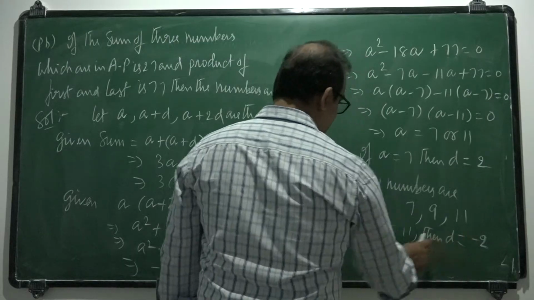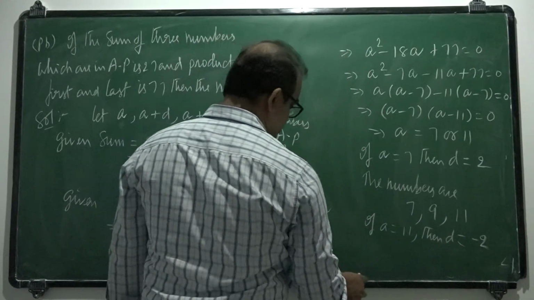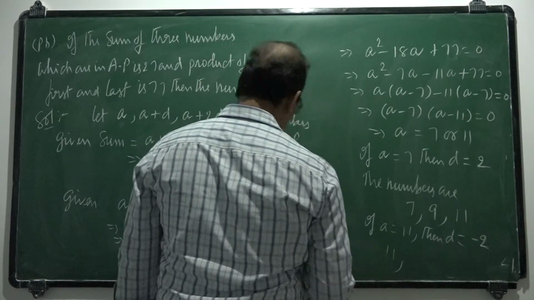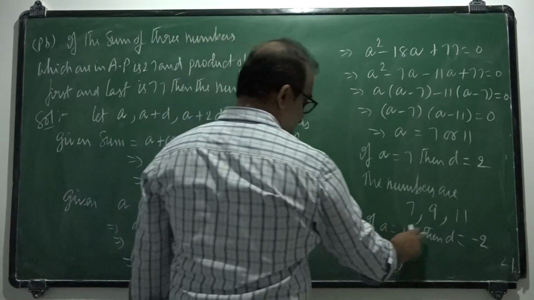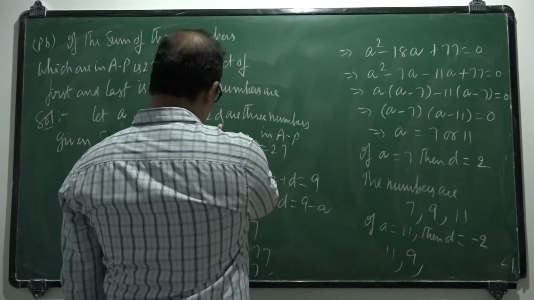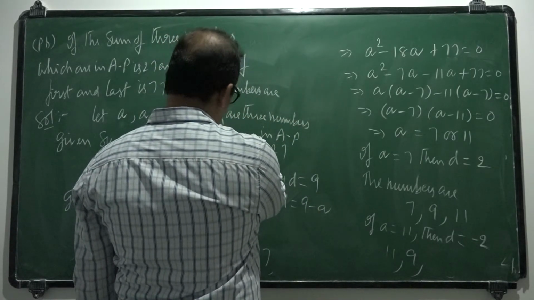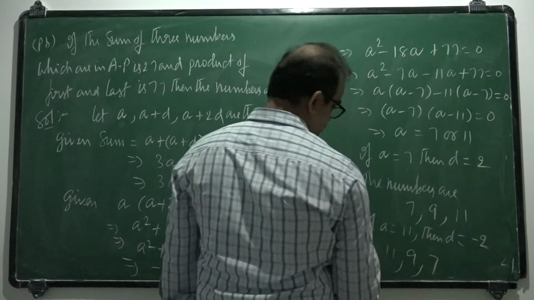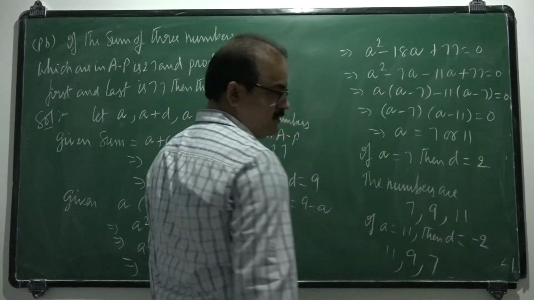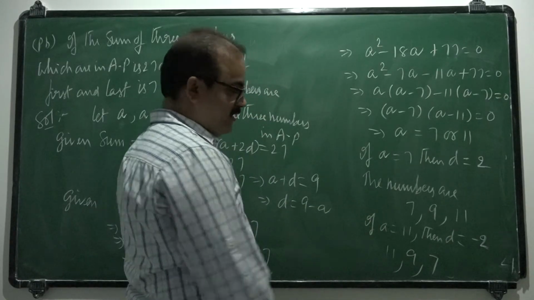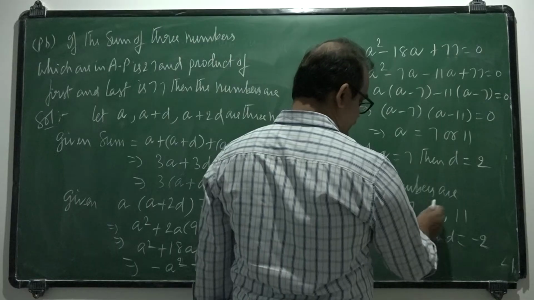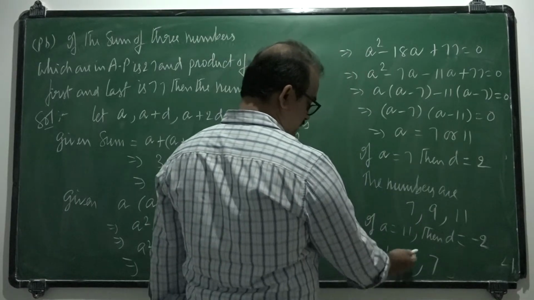Substitute a value and d value in these numbers, then the numbers are a 11, a plus d 11 minus 2, 9, a plus 2d 11 minus 4, 7. 11, 9, 7 or 7, 9, 11. Numbers are not changed, only order is changed. So the numbers are, you take either 7, 9, 11 or 11, 9, 7.